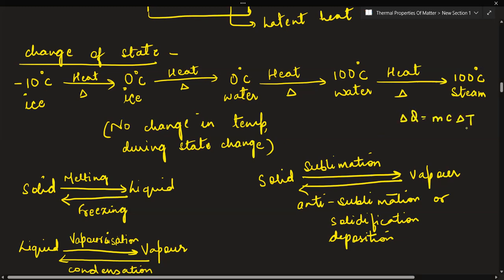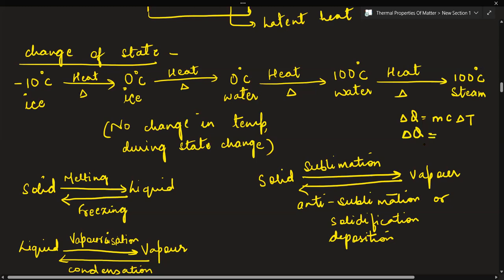Why do you use MC delta T? Because you know the change in temperature. Had the temperature not been changing, if you use the same formula in the second case, 0 minus 0, you'll get 0. So there won't be any heat change, and you won't be able to calculate it. So how do you calculate the heat change when there is a change of state, like in this example, when the temperature is constant but the state is changing?